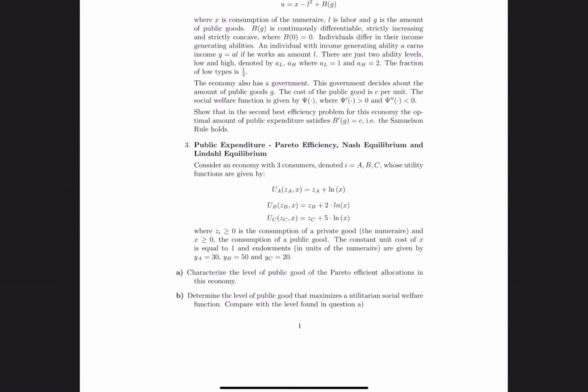Exercise 3 will be about the comparison of public good provision, comparing different equilibrium concepts. In each of the sub-exercises, we have fixed preferences of three consumers, and then we will compare a situation where a government is maximizing a utilitarian social welfare function.